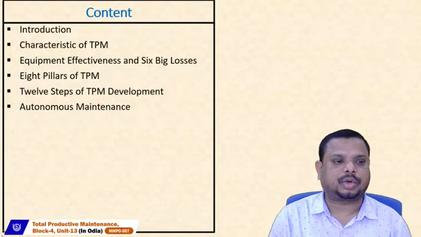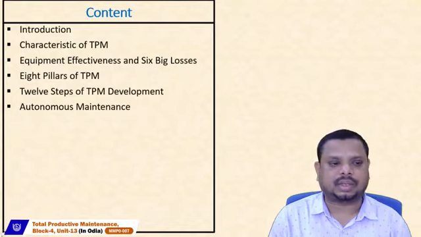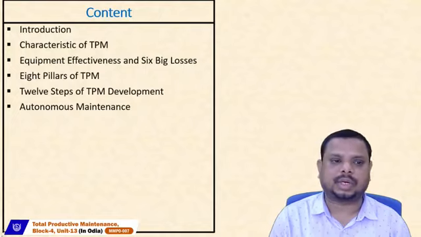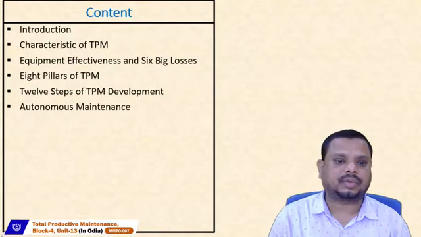Then next, the most important part of today's session, that is the 8 pillars of total productive maintenance. Then we have to understand the 12 steps of total productive maintenance developments. And the last one is autonomous maintenance which is related to total productive maintenance. So these are the content of today's sessions.